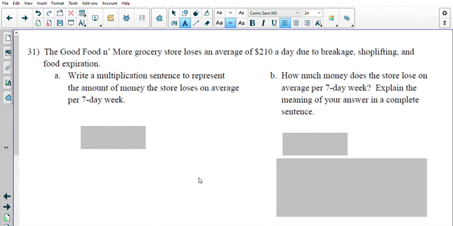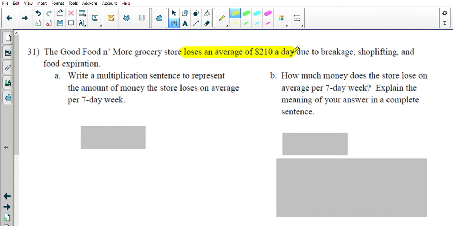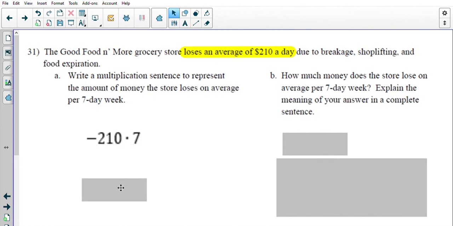Number 31, the Good Food and More grocery store loses an average of $210 a day due to breakage, shoplifting, and food expiration. A. Write a multiplication sentence to represent the amount of money the store loses on average per 7-day week. Well, we know that each day they lose an average of $210. So I'm going to multiply 210 by 7 since it's $210 per day and we're looking at a 7-day week. Now, I'm going to represent 210 as a negative because the store is losing that amount. So I'm going to write negative 210 times 7.